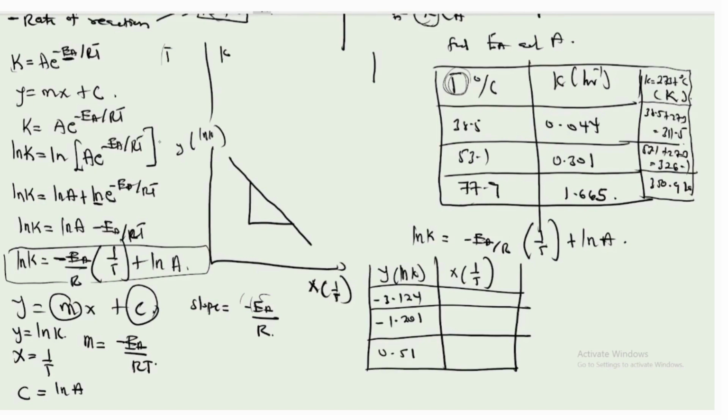Then we come to the x, 1 over T. So 1 over 311.5 gives 0.0032, 1 over 326.1 gives 0.00307, then 1 over 350.9 gives 0.00285.